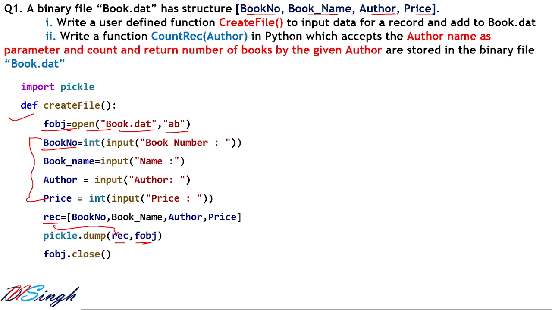Now next is to write a function count record in Python which accepts the author name. So we need to first read and compare the author name, and count the number of books given by the author. So how do we do this? We compare the author name for all the records.